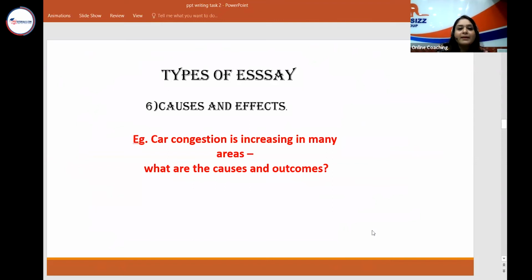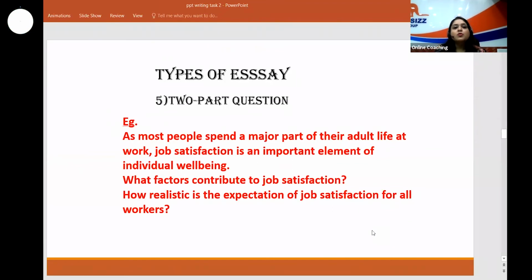Okay. Next type of essay is two-part questions. Now, two-part questions is as simple. Your part 1 question must be in your body paragraph 1. Your part 2 question must be in the body paragraph 2, right?